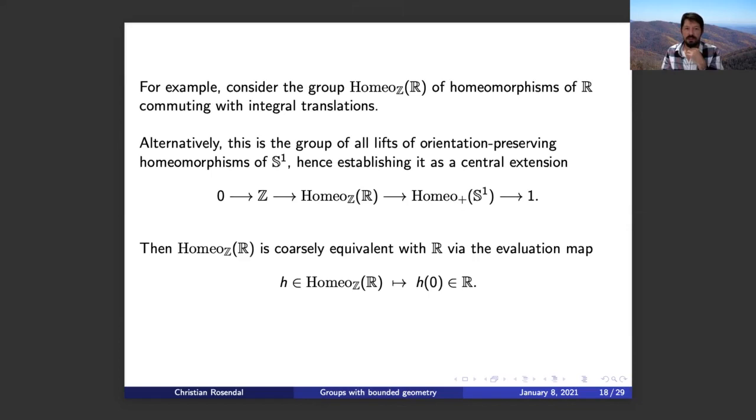And in fact, there is a geometry on that. And the group turns out to be coarsely equivalent with the real line itself, simply by taking the evaluation map at some particular point, say at zero. Okay? So you take a homeomorphism that commutes with integral translations, then you evaluate it at zero, and that mapping establishes a coarse equivalence between this group and the real line.